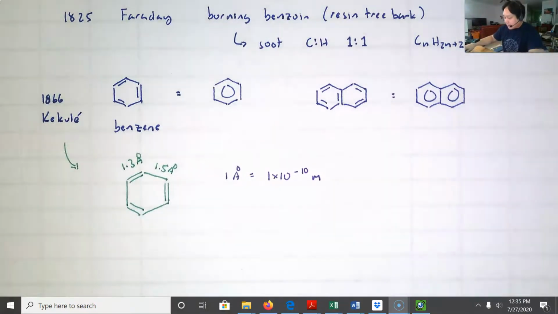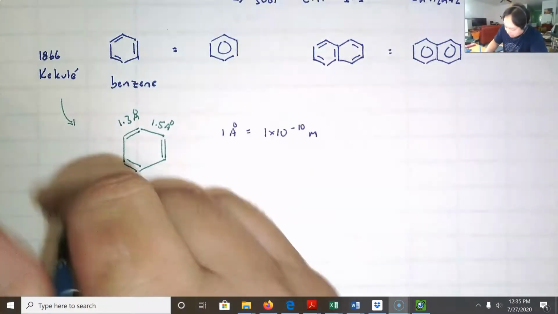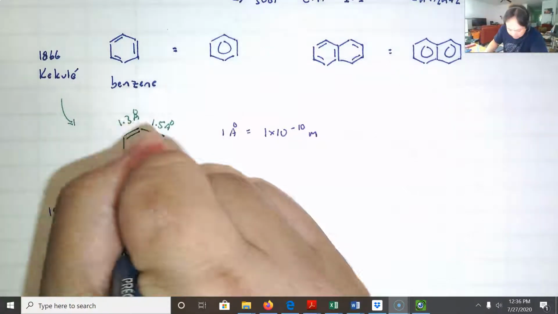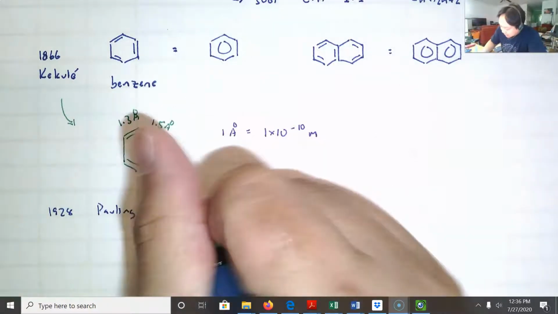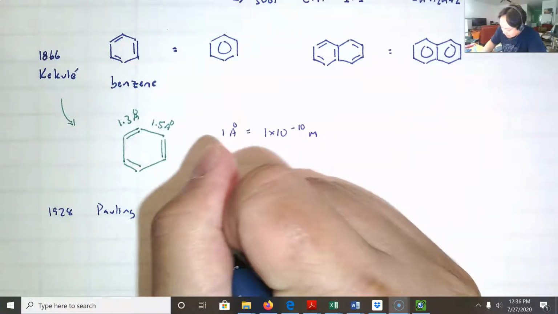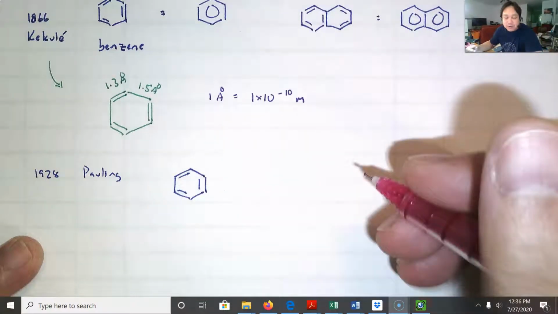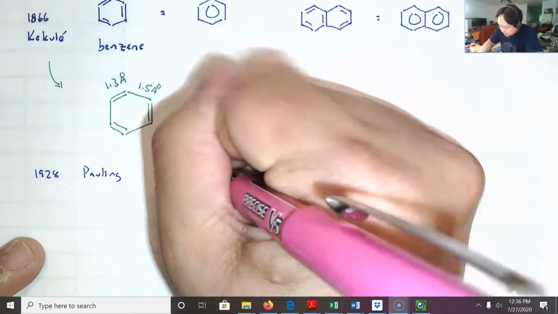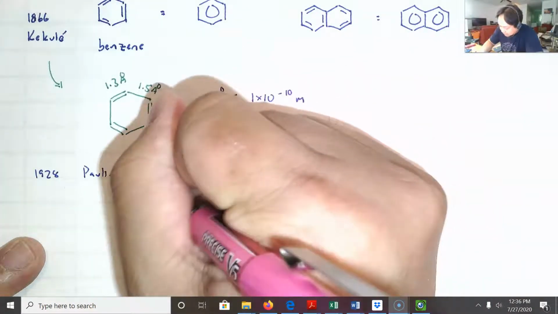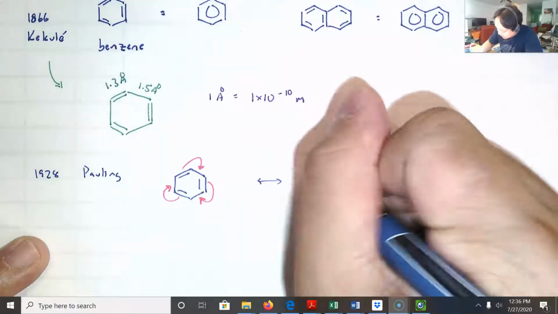But about 50 years later, even more than 50 years later, 1928, Pauling proposed that these electrons are delocalized. And we've done this in the past. We've drawn mechanism arrows to show resonance structures. So benzene has a resonance structure, or does undergo resonance to form the structure here.